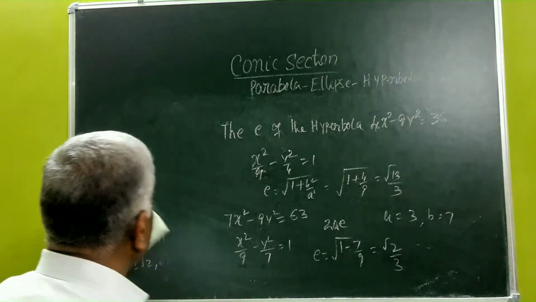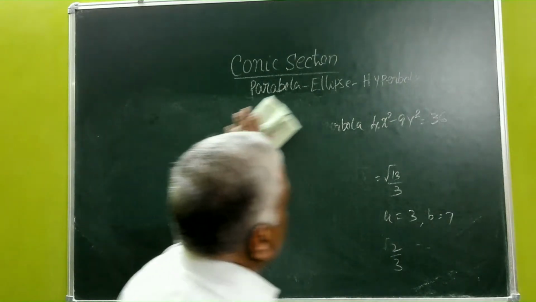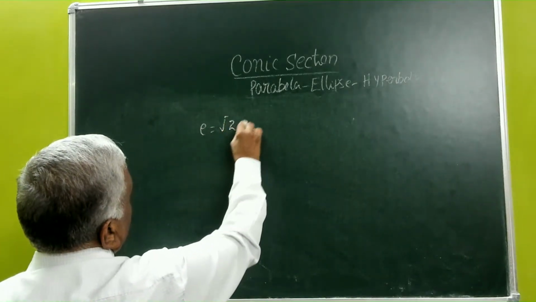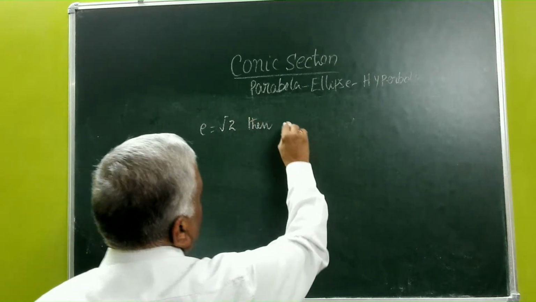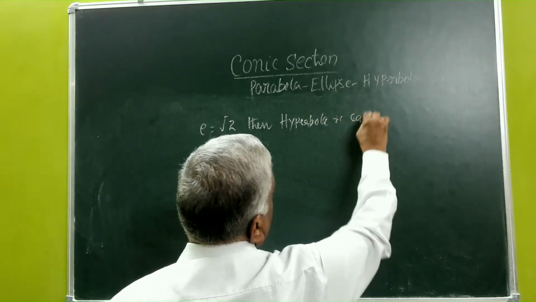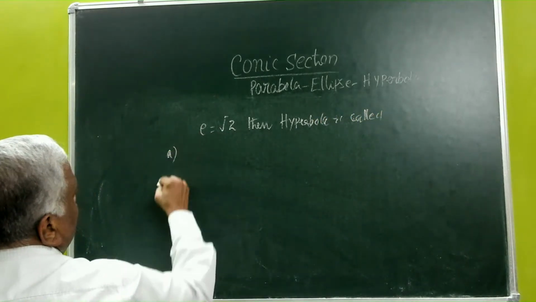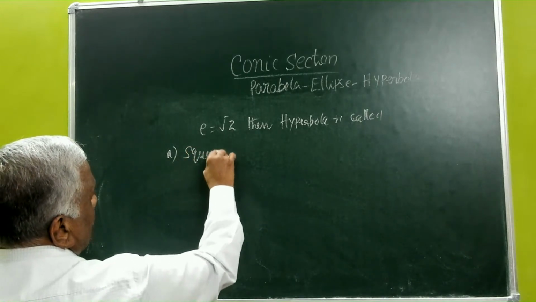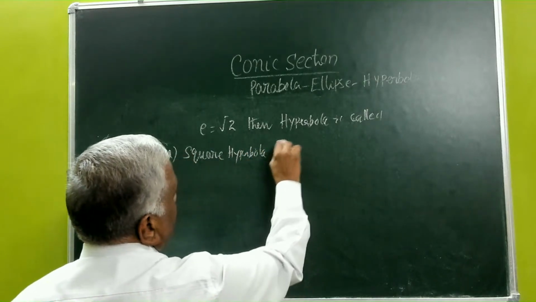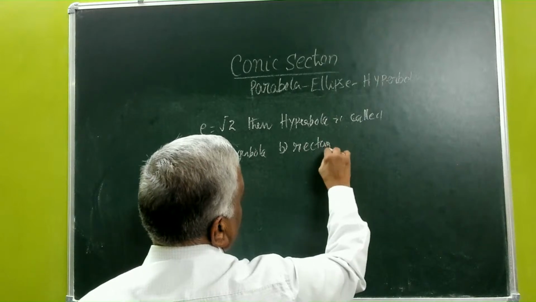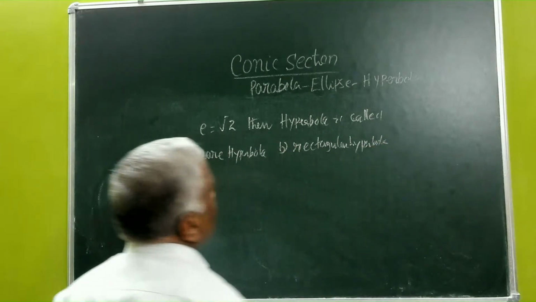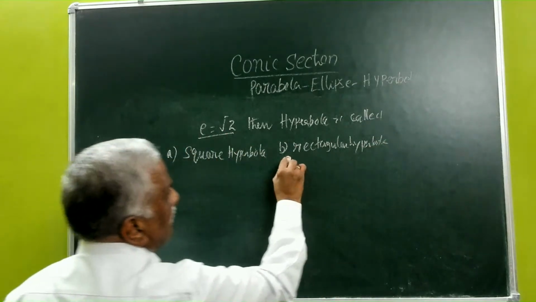See, if E is equal to root 2, then the hyperbola is called A, square hyperbola; B, rectangular hyperbola; and some other answers are given. So you should remember, when E is equal to root 2, it is called rectangular hyperbola.